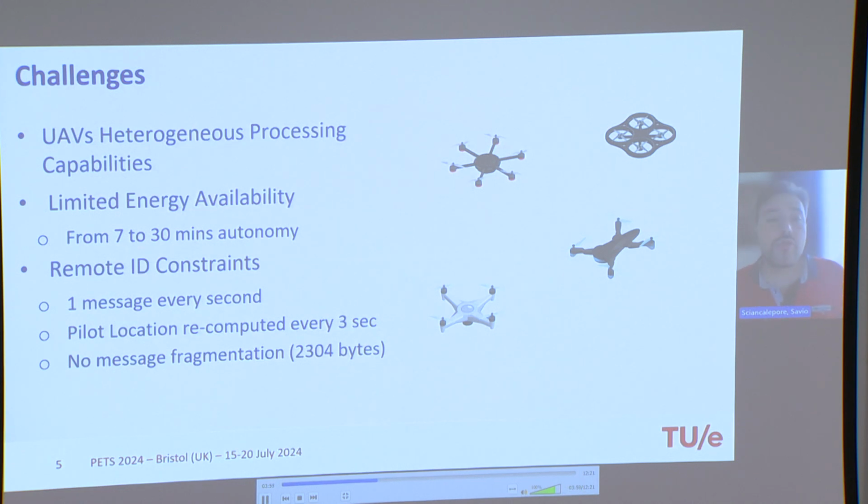Remote ID forces drones to broadcast those messages once every second, and static data like the pilot location should be recomputed every 3 seconds. So you disclose it every second and it should change at least every 3 seconds, recomputed. Moreover, remote ID messages should not be fragmented. Otherwise, we have a reliability problem that can affect this broadcast transmission. So the max dimension of every remote ID packet should not exceed 2,304 bytes. That is the MTU of Wi-Fi.